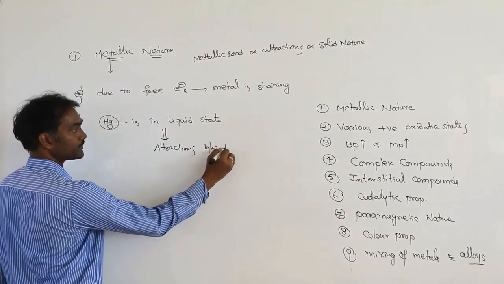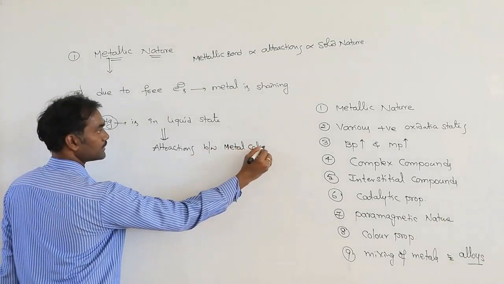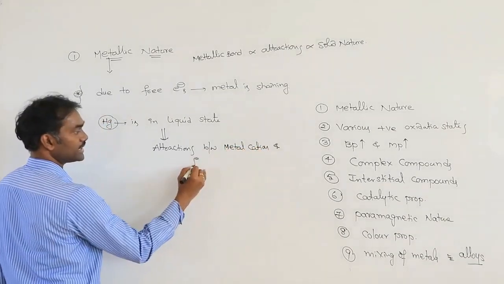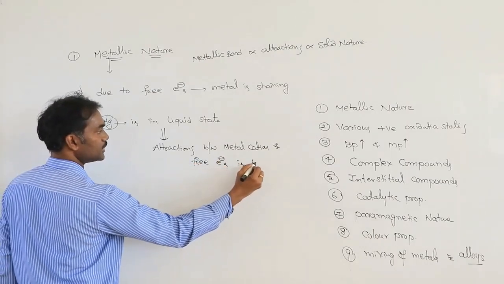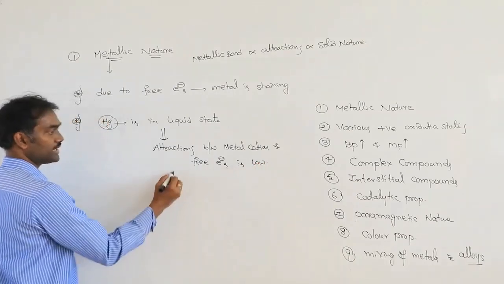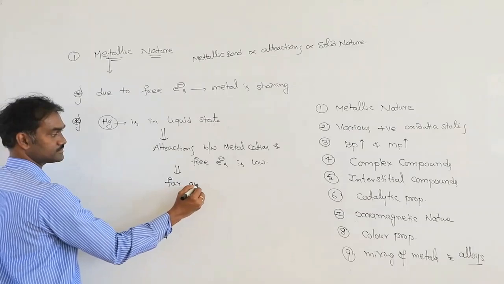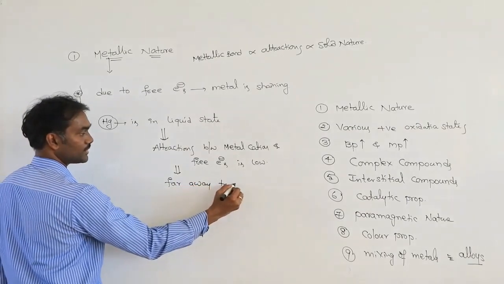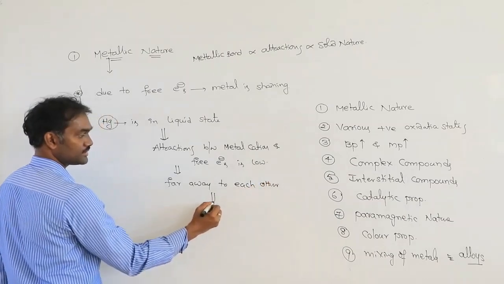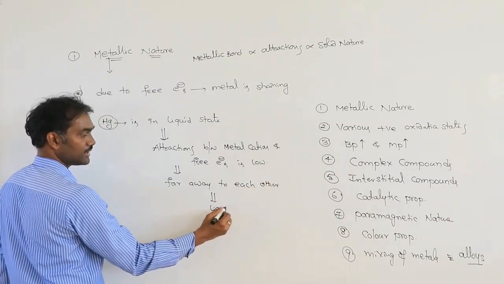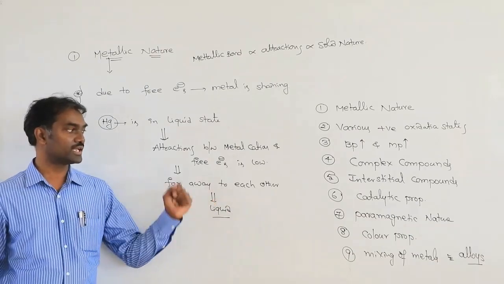between metal cation and free electrons are low. So that's why they are far away from each other. Far away from each other means what happens? It is not in solid form. So that means it is available in liquid form.